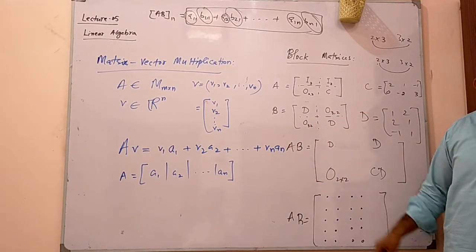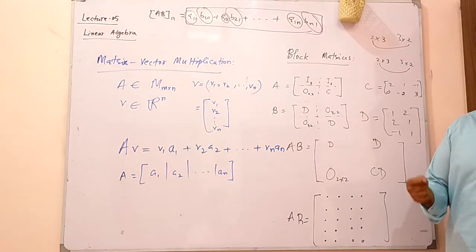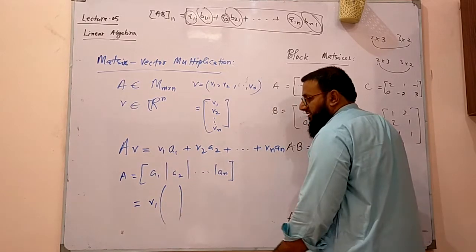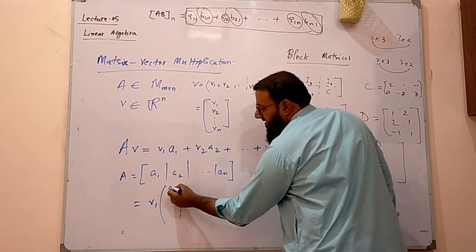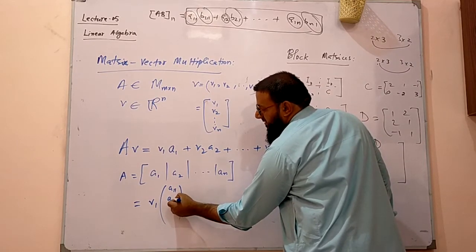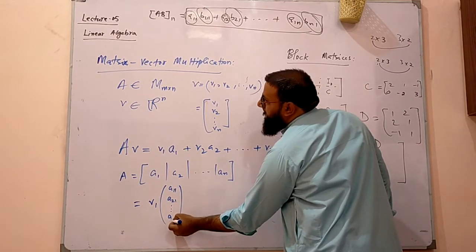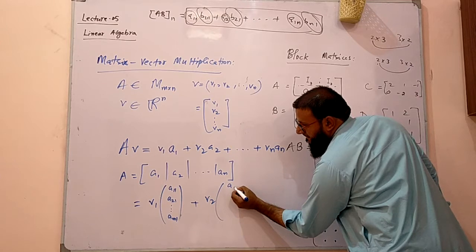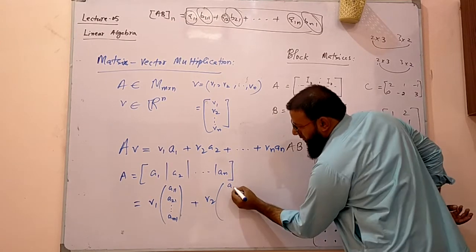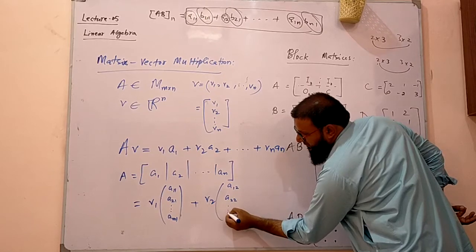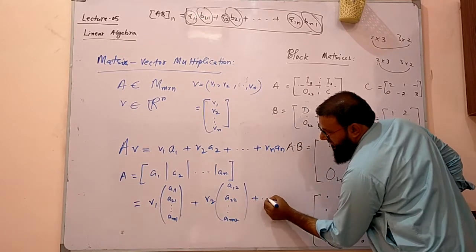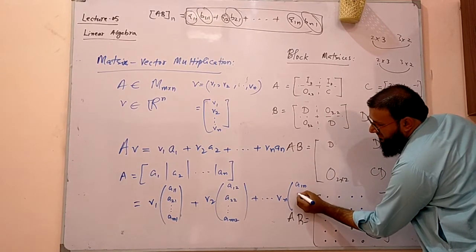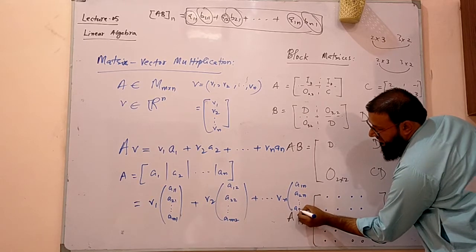V1 is a component, V2 is a component. In other notation, you can write V1 times a column. What are the entries in this column? Let's say a11, a21 up to am1, plus V2 times a12, a22 up to am2, up to Vn times a1n, a2n up to amn.